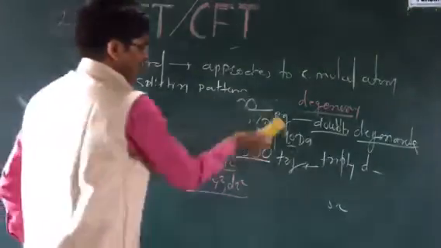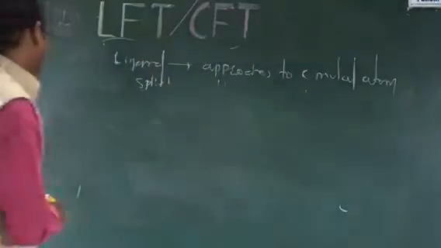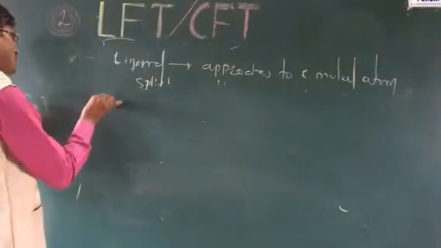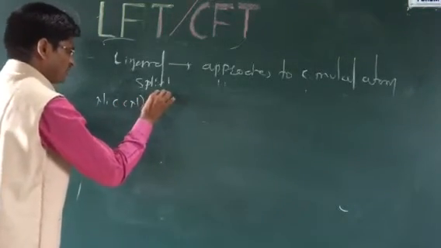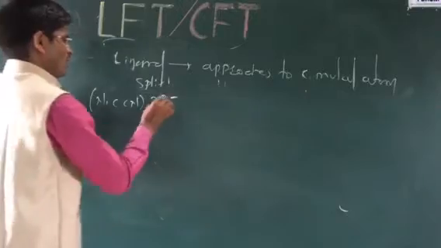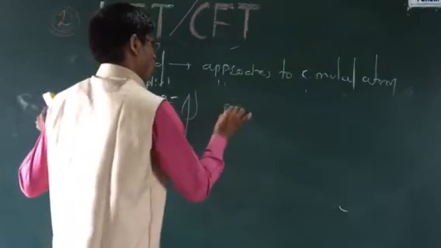Again, if the complex is Ni(CN)4 2 negative, this is one of the drawbacks of crystal field theory. This is Ni(CN)4 2 negative. Again, you can take copper as an example.